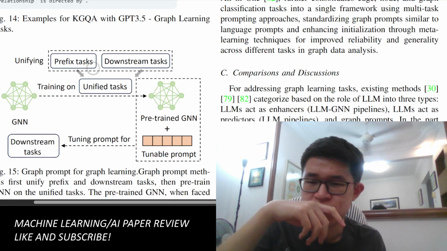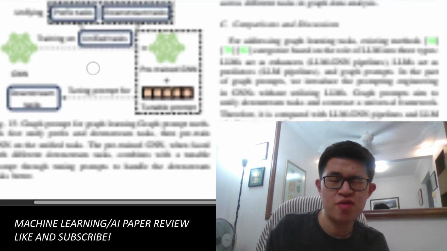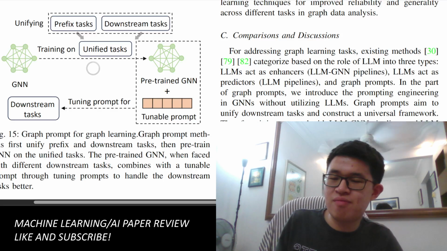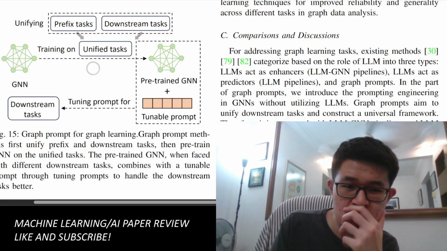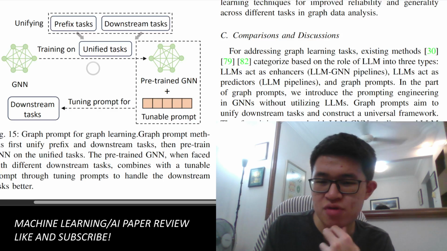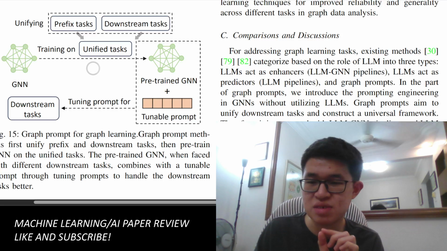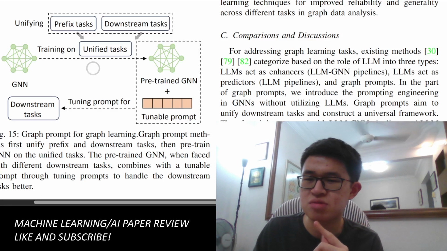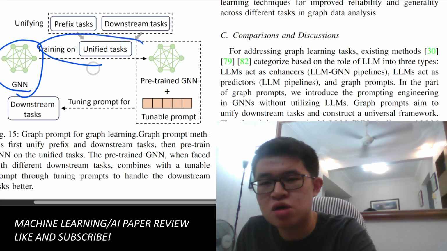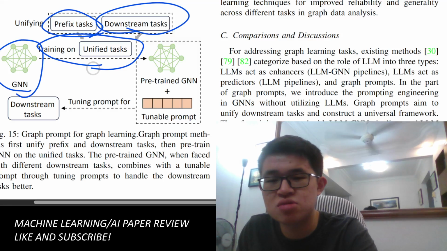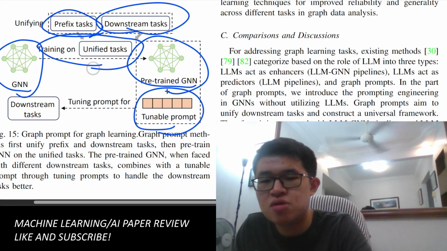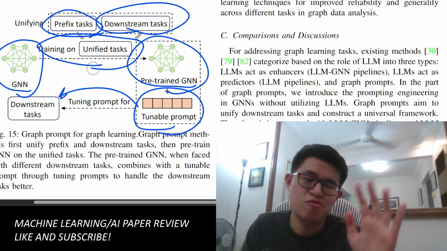All right, let me see about this. Figure 15 shows something, right? It shows a graph problem for graph learning. The graph problem method first unifies the prefix and the downstream task, then pre-trains the graph neural network on the unified task. The pre-trained graph neural network, when faced with different downstream tasks, combines with a tunable prompt to handle downstream tasks better. Okay, right. That's a lot of words, but essentially you have a GNN and you train it on some task, whether it be from the downstream task or the prefix task. And then you combine the already trained GNN with a tunable prompt, and then you can make it work for the downstream task roughly.